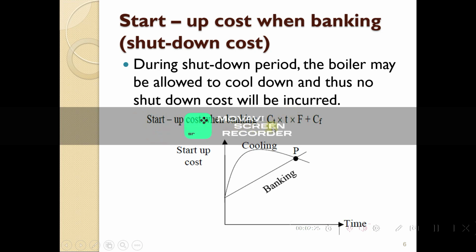Startup cost when banking is equal to Ct into T into F plus EF. Here, this is a small heating curve, considering the x-axis as time and the y-axis as startup cost. The cooling of the system will be like this curve.